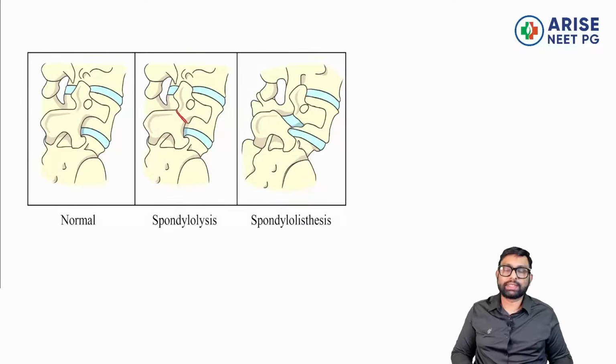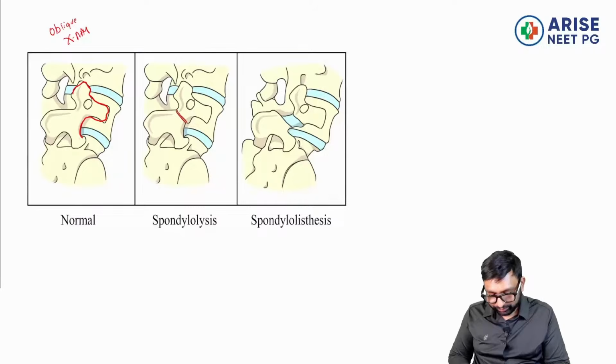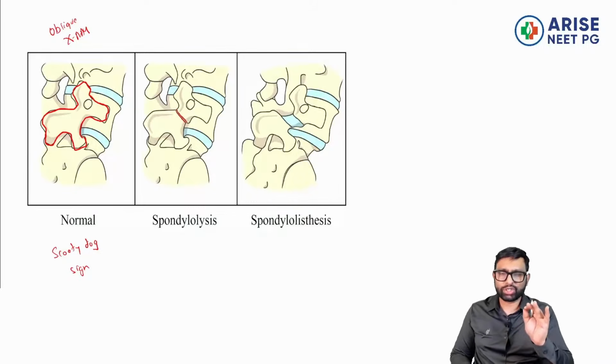Another thing you have to understand is in a normal oblique LS spine X-ray. In a normal oblique, not an AP, not a lateral X-ray, but in an oblique X-ray, you will see a pattern like this. It is called a Scotty dog sign. So Scotty dog sign is normally seen in an LS spine oblique view.